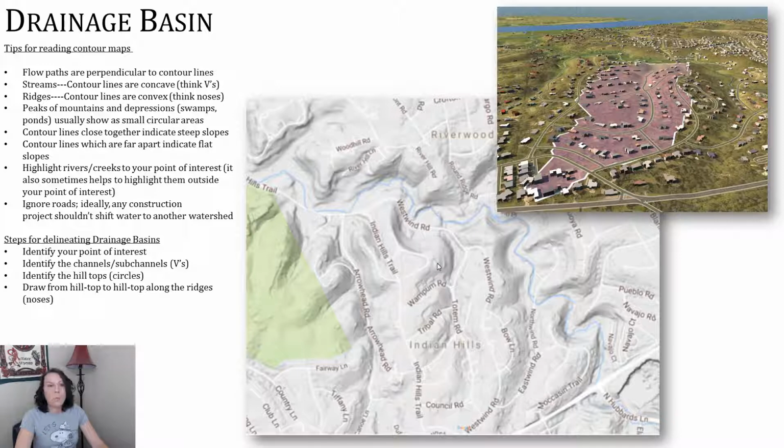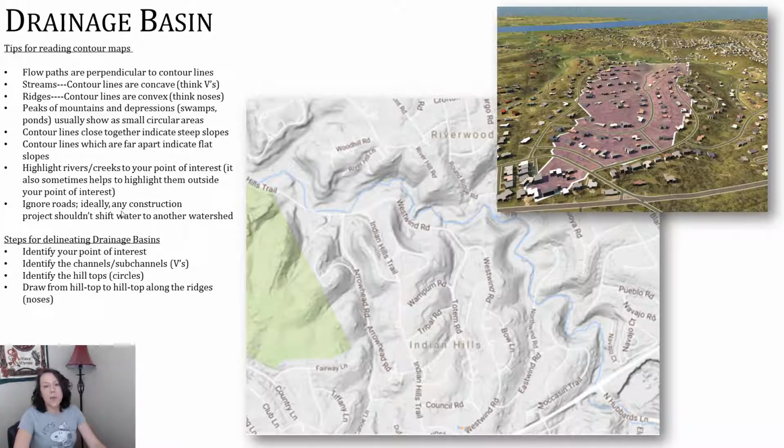Make sure you understand where your peaks are for your mountains, or even low-lying areas for swamps. Usually the swamp areas are shown as little circular features. Take a look at a USGS map sometimes. Contours that have steep slopes have contour lines that are really close together. Contours that are more flat have contours farther apart. Make sure you know where your rivers and your streams and your creeks are, like this one. That'll give you a point of interest on most maps.